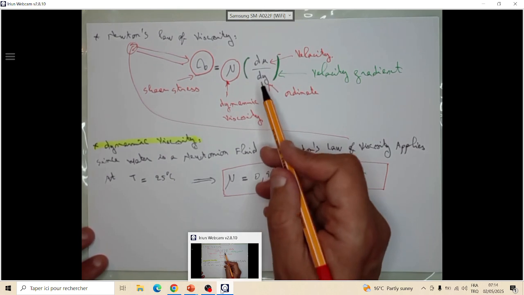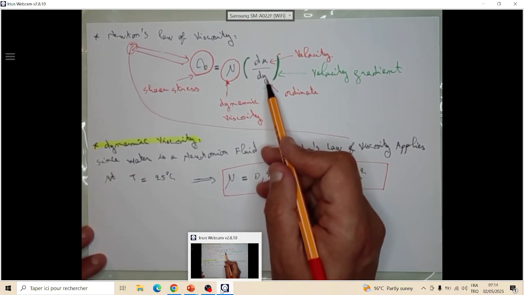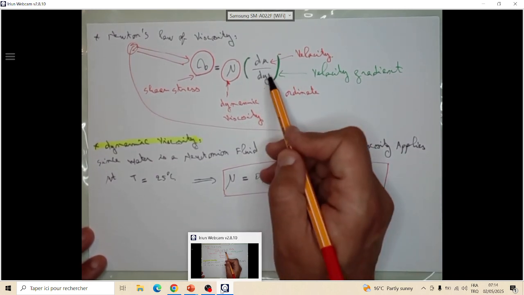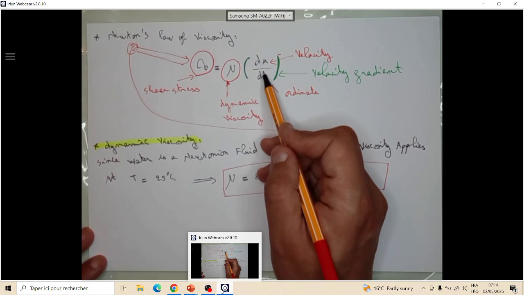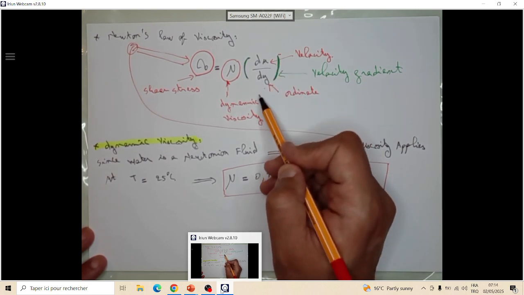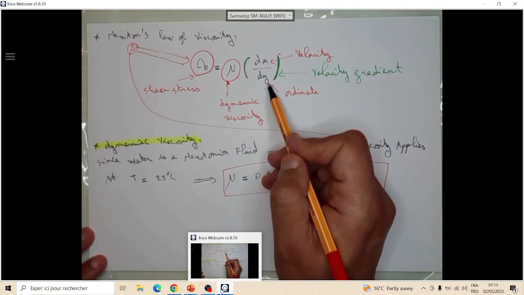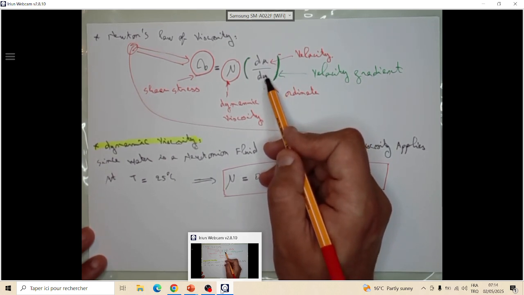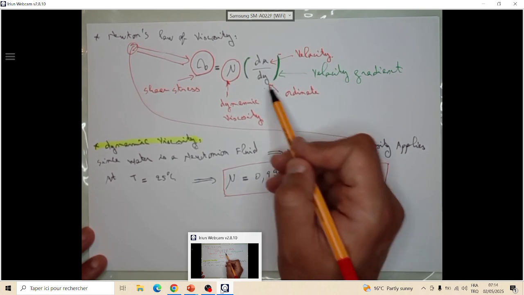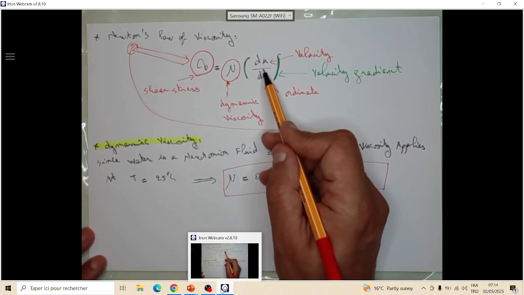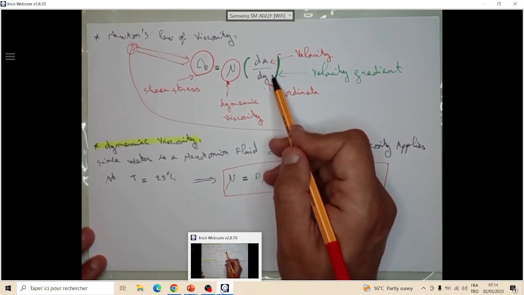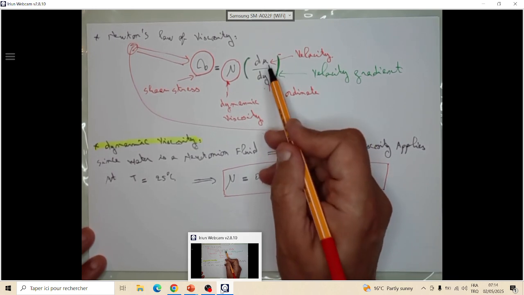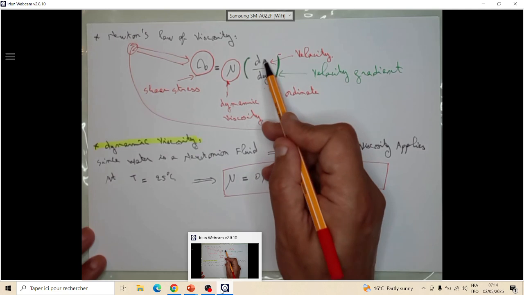The second term that we have to calculate is the velocity gradient. So we have to calculate this derivative of u, which is the velocity, with respect to y, which is the ordinate, or the vertical ordinate. We'll calculate this now.